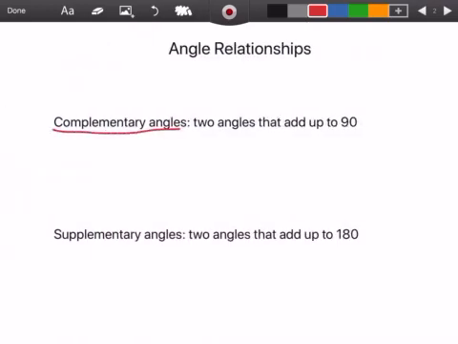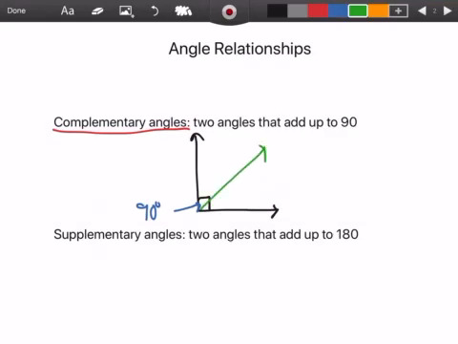Now we have complementary angles. These are two angles that add up to 90 degrees. So if you have a 90-degree angle, which is like the corner of a square, most of the time it is marked by a square in the corner. They're not going to write 90 degrees. They're just going to put a square in the corner. So there's my 90-degree angle. If I were to have a line coming out of this, creating two different angles, then this one plus this one would equal 90 degrees.